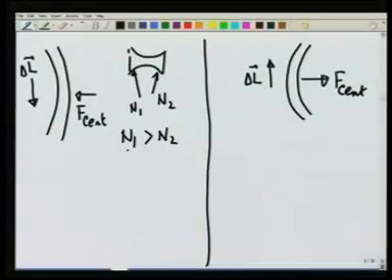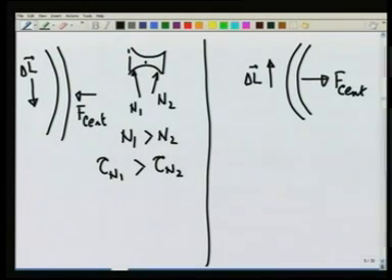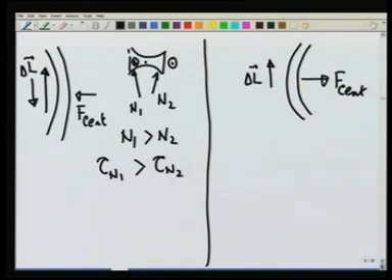On the other hand, if N1 is greater than N2, the torque due to N1 is also going to be greater than torque due to N2, assuming they are equidistant from the center of mass. However, torque due to N1 here goes into the cylinder, and on this side it comes out. Into the cylinder here means, since I am looking from behind, it is along the track in the direction of motion. This is tau N1 and this is tau N2.